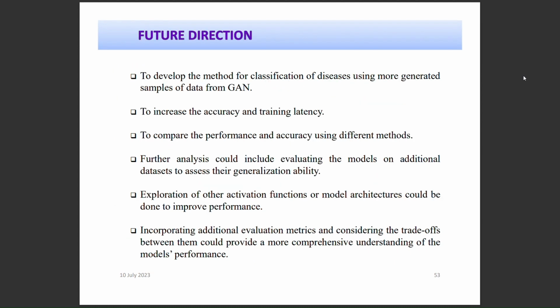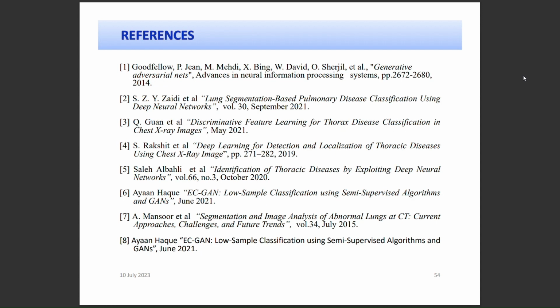The future directions are to develop the method for classification of disease using more generated samples of data from GAN, and also to compare the performance and accuracy using different methods. Further analysis could be included. Exploration of other activation functions or model architectures could be done to improve performance. Incorporating additional evaluation metrics and considering the trade-offs between them could provide a more comprehensive understanding of the model's performance.